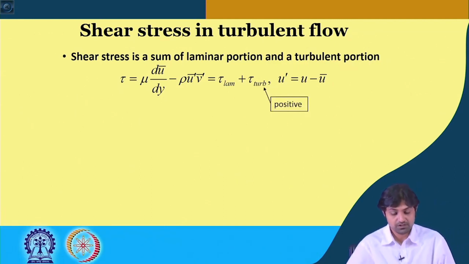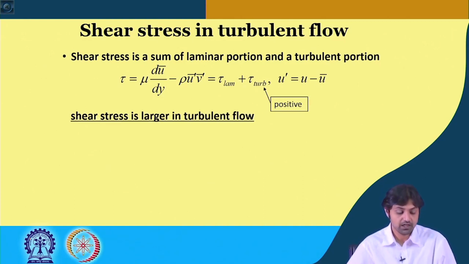And this shear stress due to turbulence is positive, and therefore, it is the sum of two shear stresses. Shear stress is larger in turbulent flow.